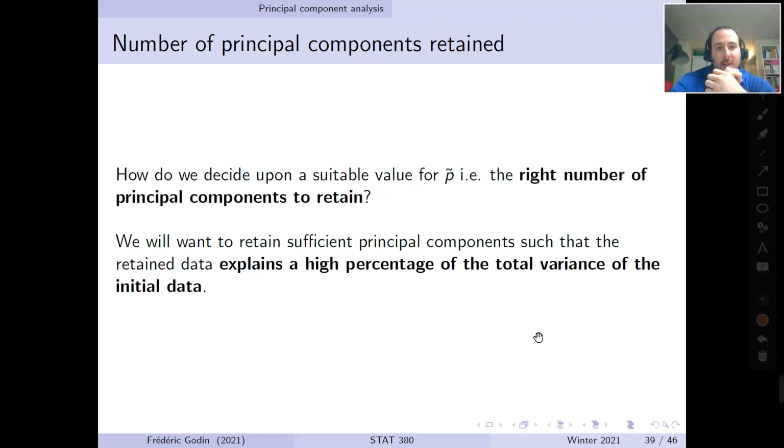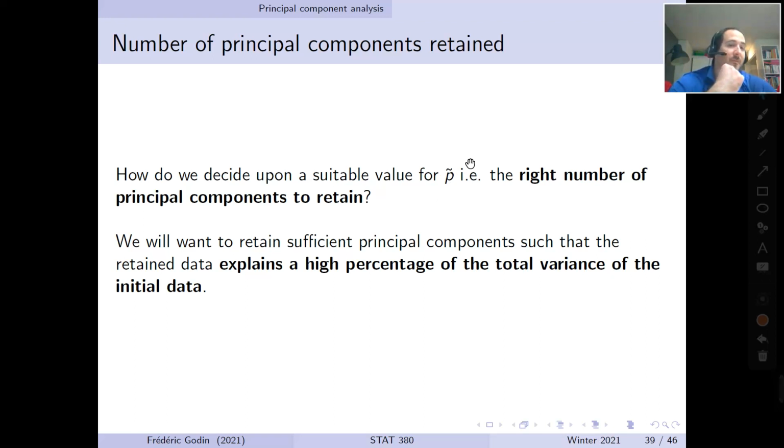So the question now is, how do we decide upon a suitable value for p tilde? Okay, so we said that in practice, the last predictors in the new data set Z, when j is greater than p tilde, are very small, and therefore negligible. Okay, but how small? How do we decide what is small enough? So how do we know how many predictors in the new data set to keep?